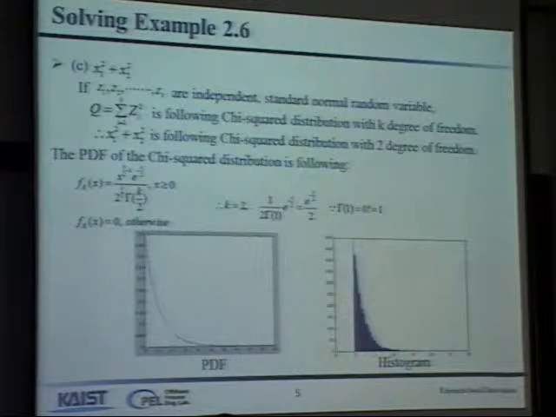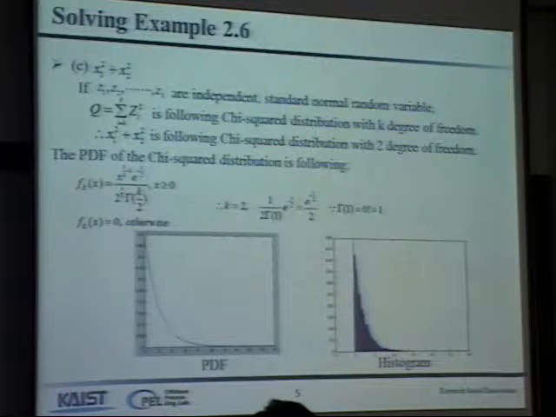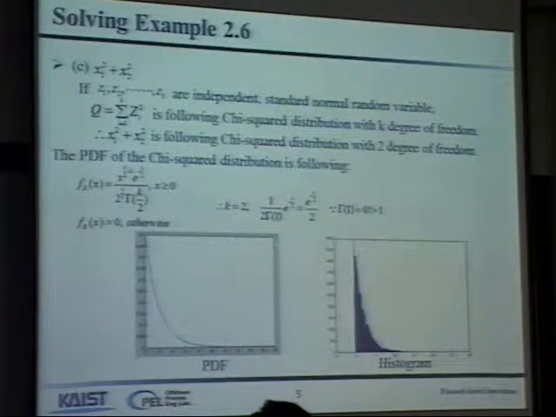Next is finding x1 square plus x2 square. If Z1, Z2, and Zk are independent and standard normal random variables, the summation of Zi square follows a chi-square distribution with k degrees of freedom. So x1 square plus x2 square follows a chi-square distribution with 2 degrees of freedom, and then we can obtain the probability density function like this. These figures show the PDF and histogram of x1 square plus x2 square.